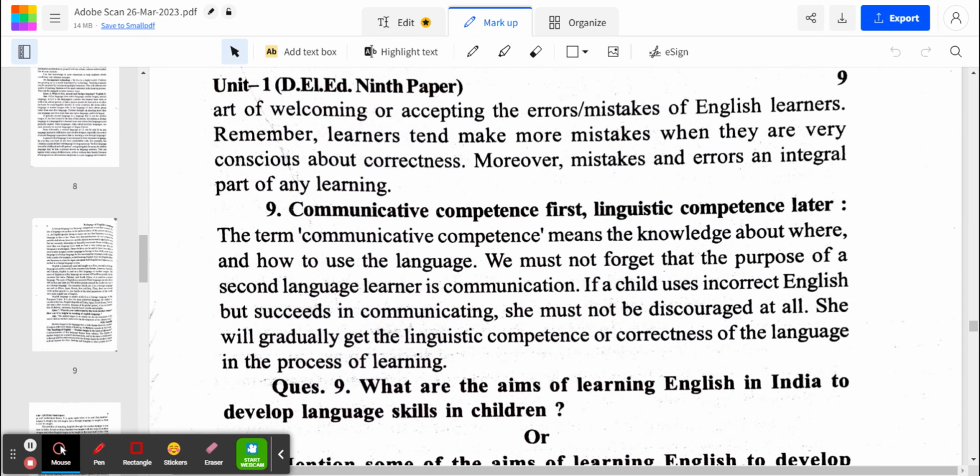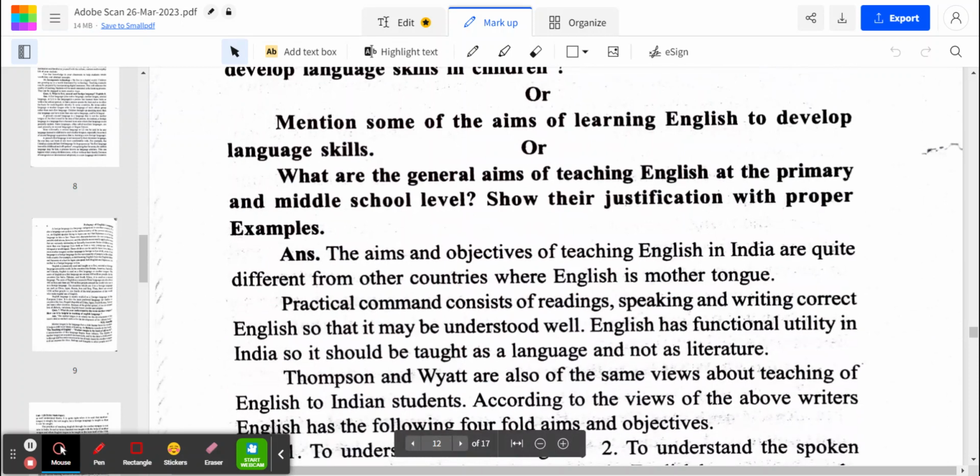What are the aims of learning English in India? To develop language skills in children. Mention some of the general aims of teaching English at the primary and the middle level, and justify with a proper example. The aim and the objective of teaching English in India are quite different from other countries, where the mother tongue is English. Practical command consists of reading, speaking, and writing correct English so that it may be understood well.